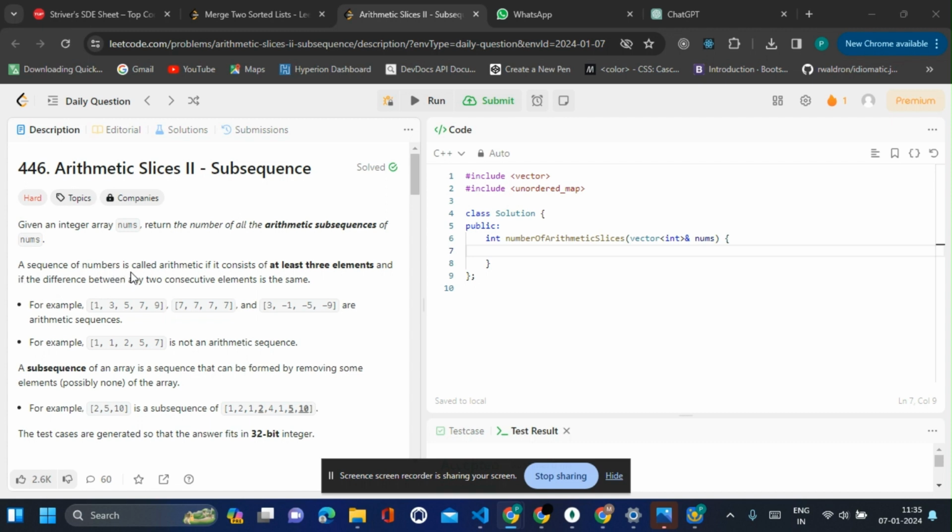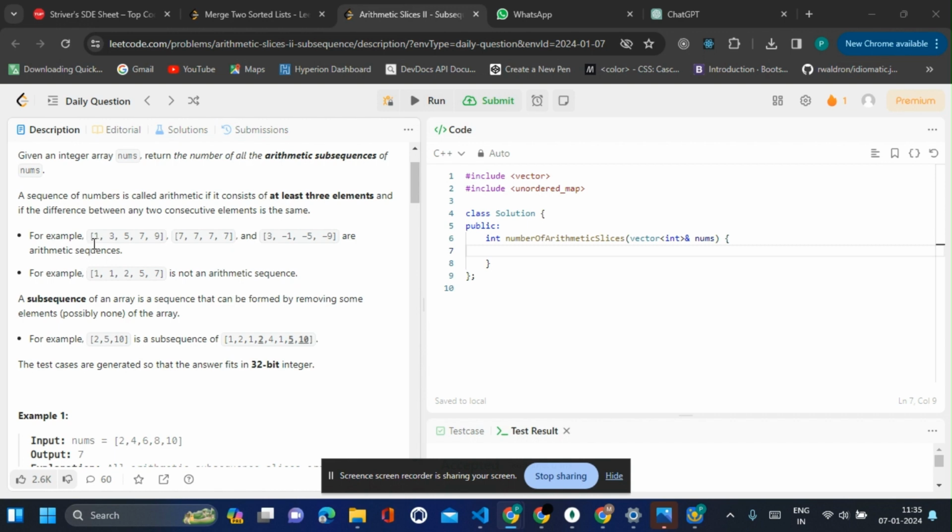A sequence of numbers is called arithmetic if it consists of at least three elements and if the difference between any two consecutive elements is the same. So our two conditions are: the arithmetic subsequence should consist of at least three elements, and the difference between any two consecutive elements in that subsequence should be the same. That is our arithmetic subsequence.